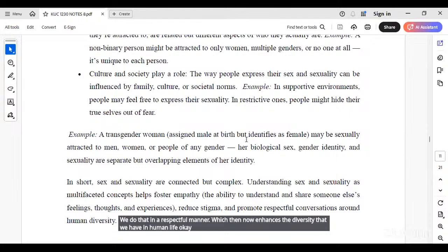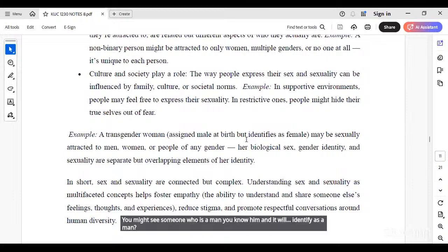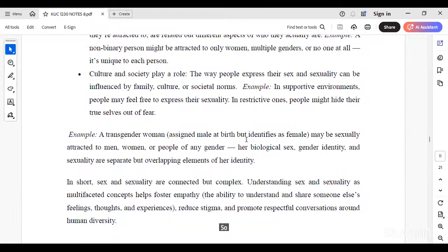Okay, so sex and sexuality, diverse as it comes. You might see someone who is a lady physically, but she doesn't want to be a lady. You might see someone who is a man. You know him, he is called Rogers perhaps, but he doesn't want to identify as a man. So it is complex, but all we need to do is understand that it is there.